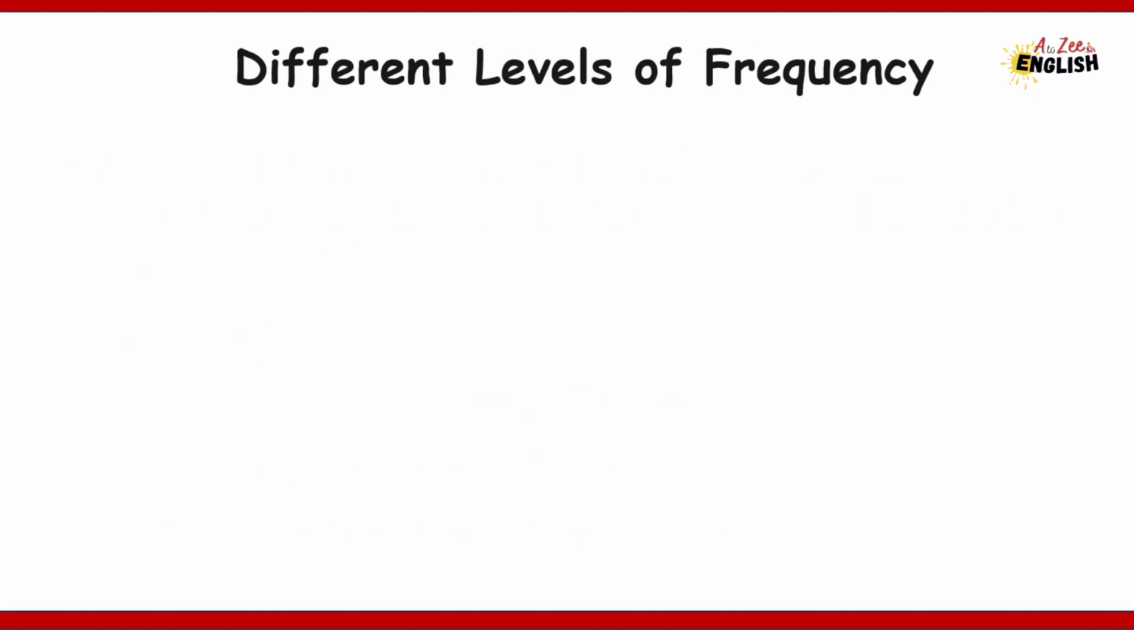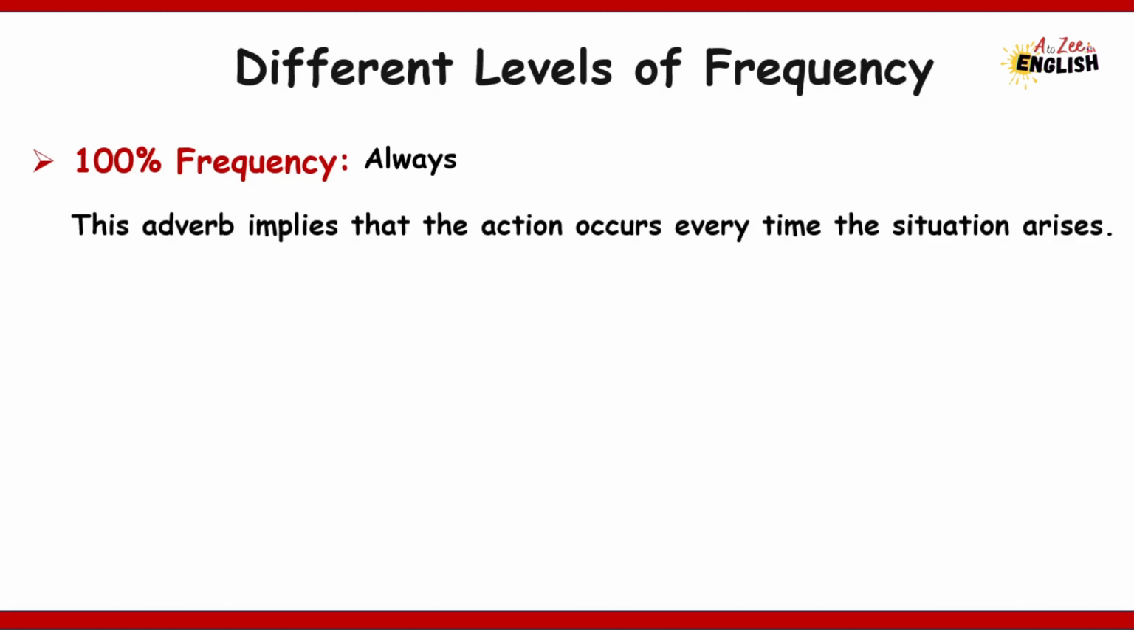Different levels of frequency. 100% frequency. The adverb that shows 100% frequency is always. This adverb implies that the action occurs every time the situation arises. For example, she always arrives early for meetings.